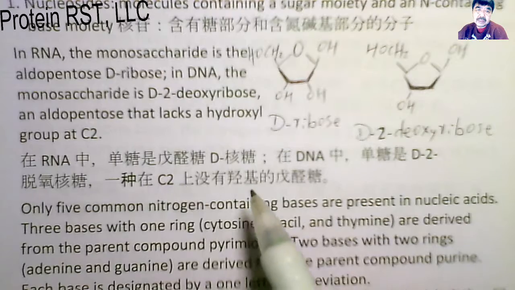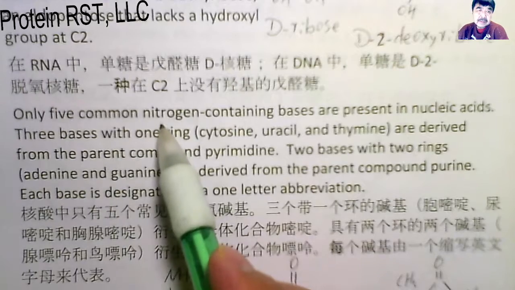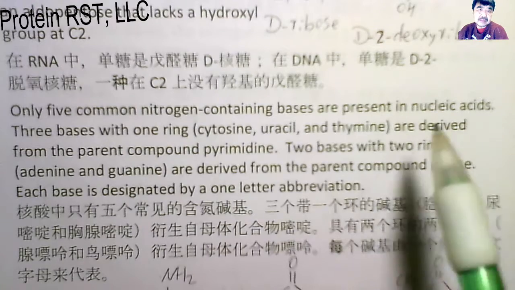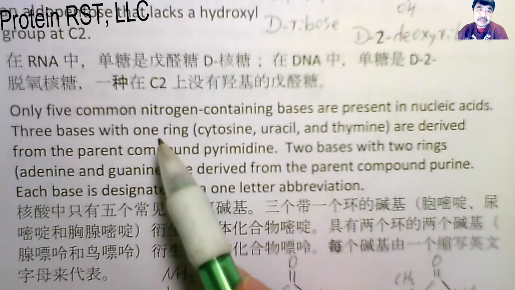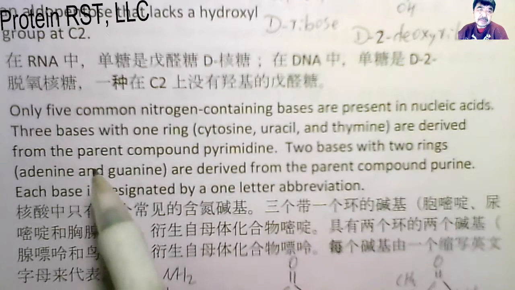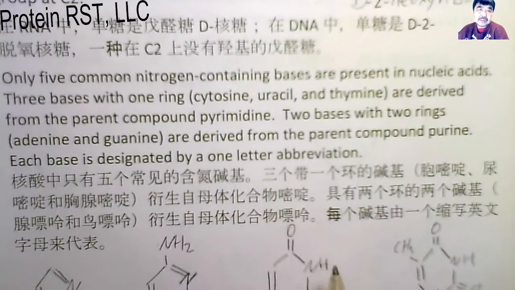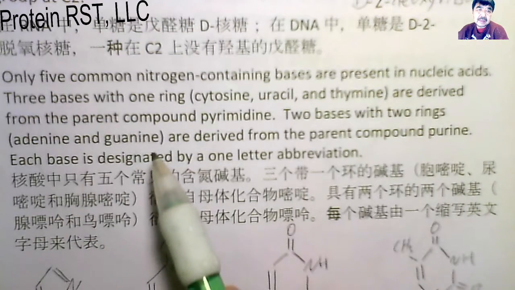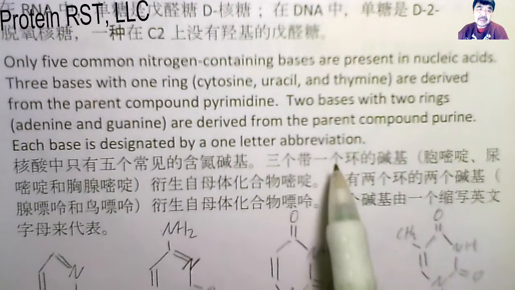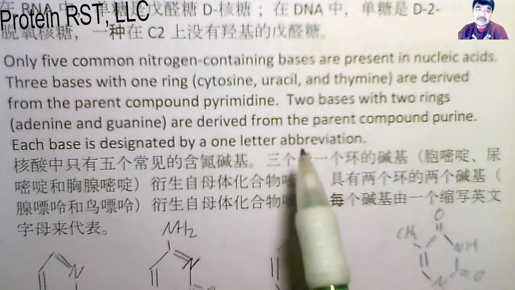Only 5 common nitrogen-containing bases are present in nucleic acids. 3 bases with 1 ring, cytosine, uracil, and thymine, are derived from the parent compound pyrimidine. 2 bases with 2 rings, adenine and guanine, are derived from the parent compound purine. Each base is designated by a 1-letter abbreviation.